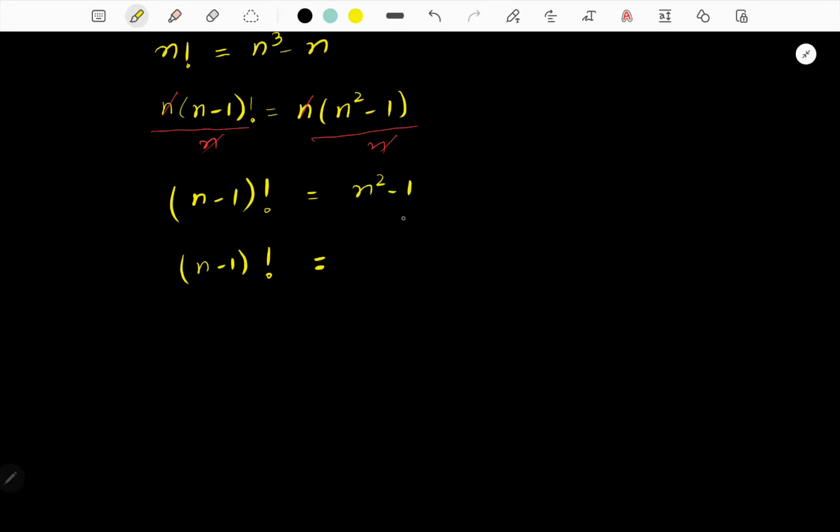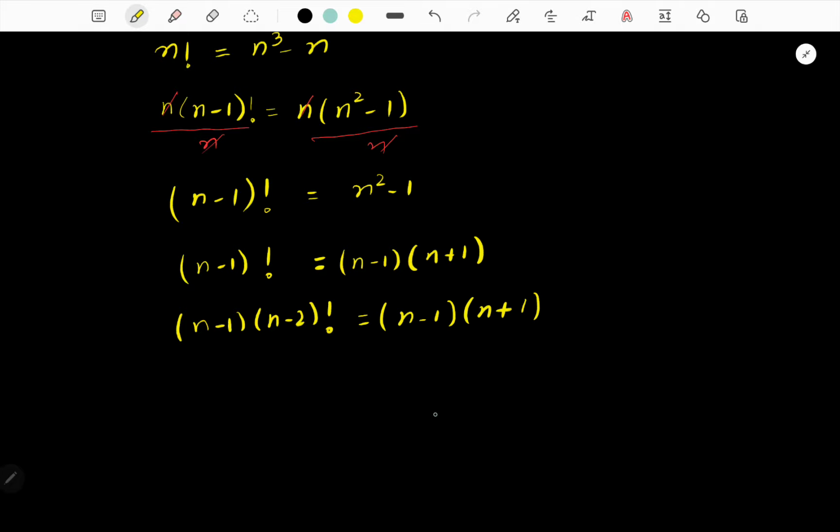We can use the famous identity a square minus b square, that is a plus b into a minus b, and we can write it as n minus 1 into n plus 1. And we can write the left side, that is n minus 1 factorial, as n minus 1 into n minus 2 factorial, that is equal to n minus 1 into n plus 1.